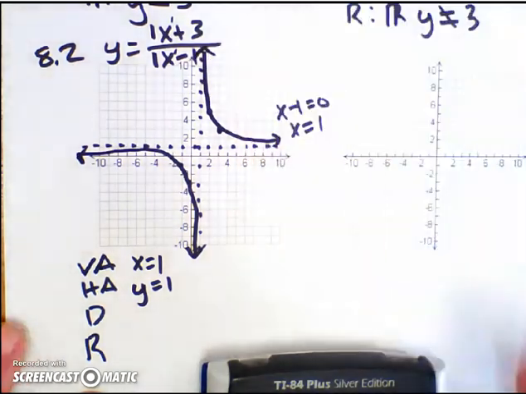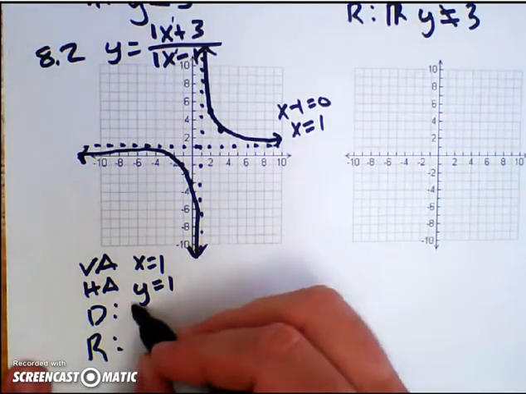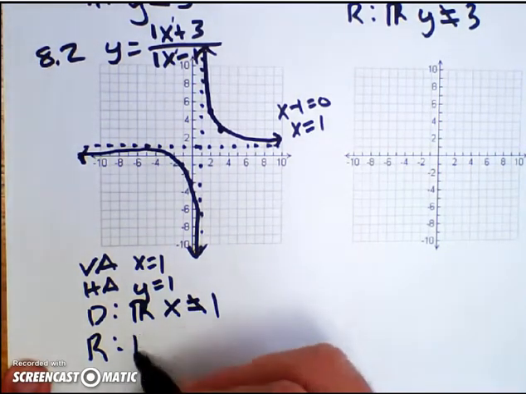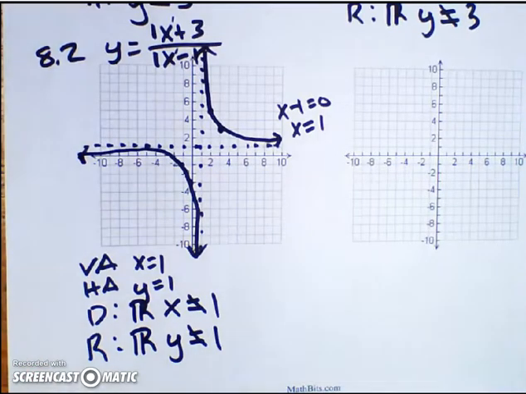There you go. And just like before, once you find the vertical and the horizontal for these, the domain and range is really simple. It's all real except x cannot be 1, and all real except y cannot be 1. Make sure that you put the appropriate variables, x for domain, y for range.